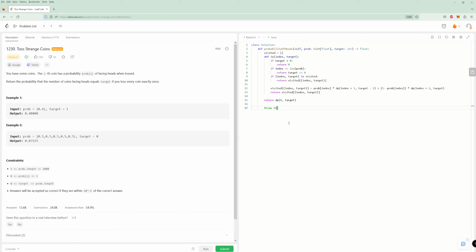Okay, so anyway, I think the possible states we can actually have here is we can have every single index, and then we can have every single target as well, right? Because we can technically just get tails over and over and over again. So we can have every value of every tails and every index. So that's that. Space is going to be the same thing. We need to be storing every single index and every single target, technically. So that's going to be that, I believe. Yeah, and that's going to be it for this problem.